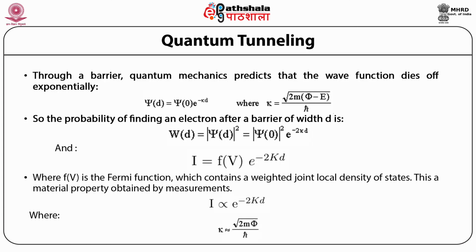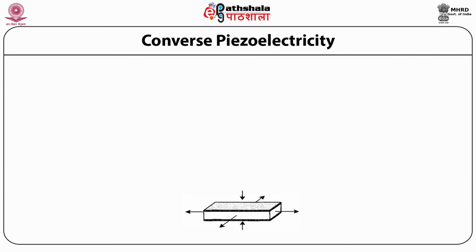So I is proportional to exp(−2kd), where k is approximately √(2mφ)/ħ. Plugging in the typical values for m, d and φ, where φ is the average work function of the tip, when d changes by 1 angstrom, the current changes by a factor of about 10. So let us now discuss converse piezoelectricity.